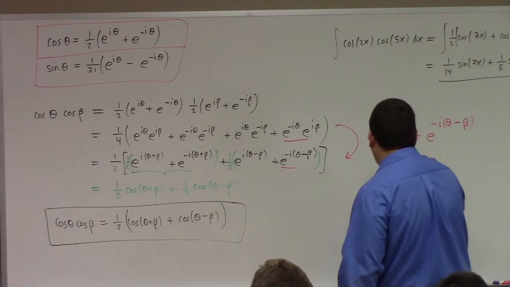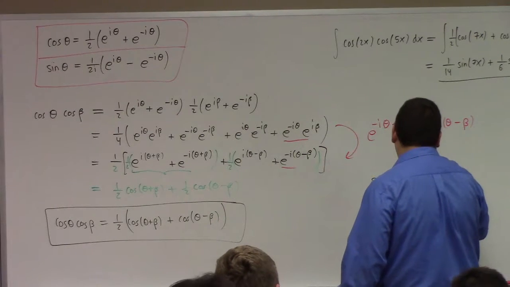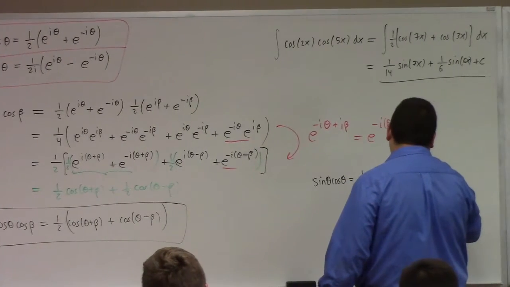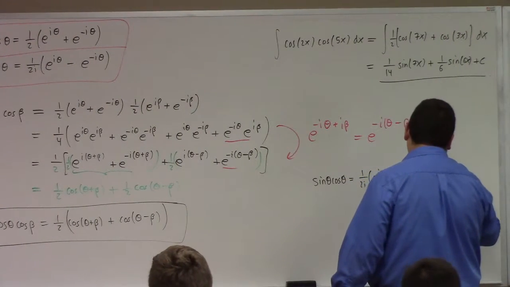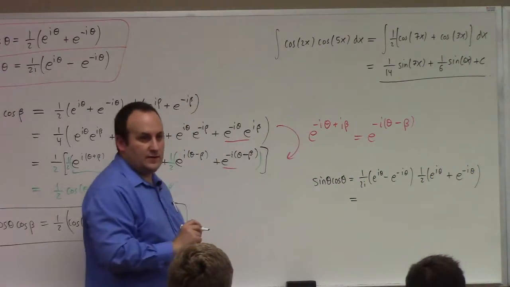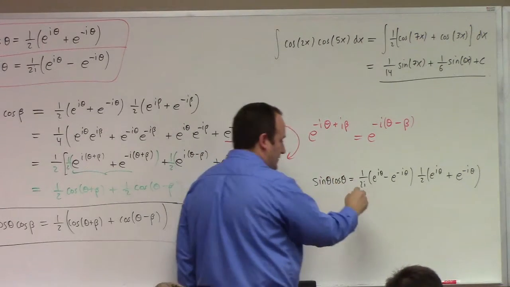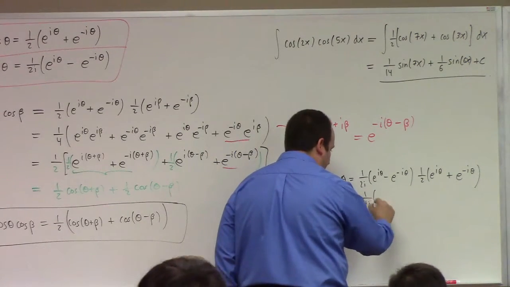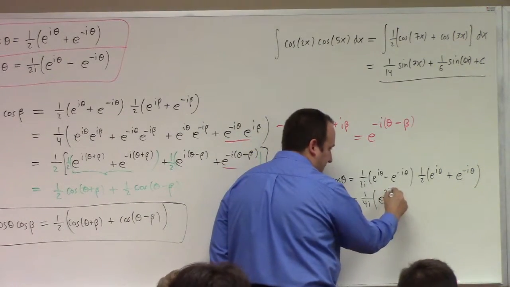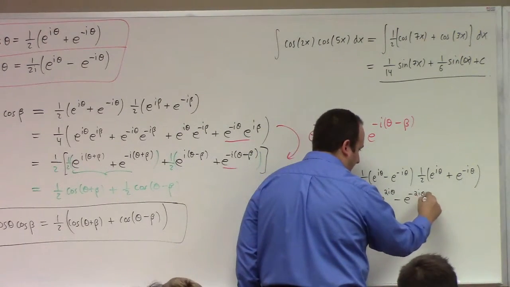If we do sine theta, cosine theta, that's equal to what? 1/2i times e to the i theta minus e to the minus i theta, times 1/2 times e to the i theta plus e to the minus i theta. So if I multiply this out, I got 1/4i. What happens when you multiply this? You get e to the 2i theta minus e to the minus 2i theta.